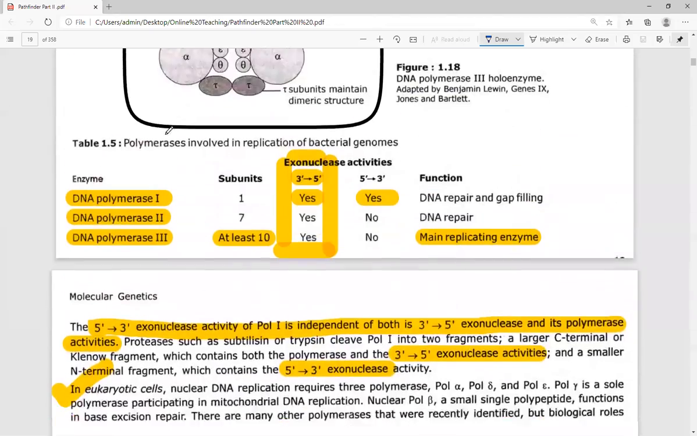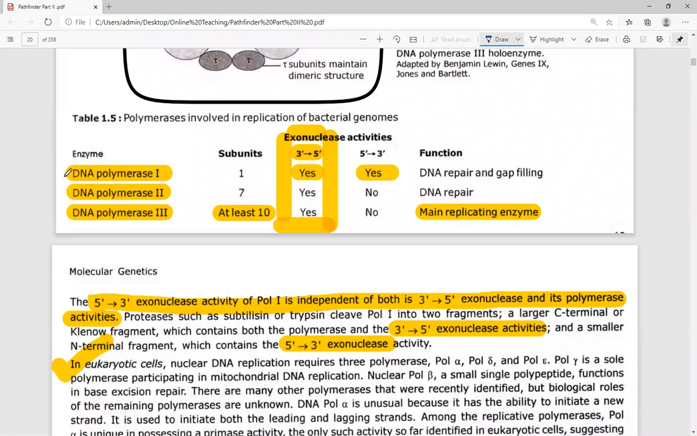In my previous lecture, I already explained that in the case of prokaryotic cells, DNA polymerase 1, 2, and 3 were involved. We have also seen the structure of DNA polymerase 1, which is also referred to as Kornberg polymerase. This Kornberg polymerase is the one undergoing DNA repair as well as gap filling activity.